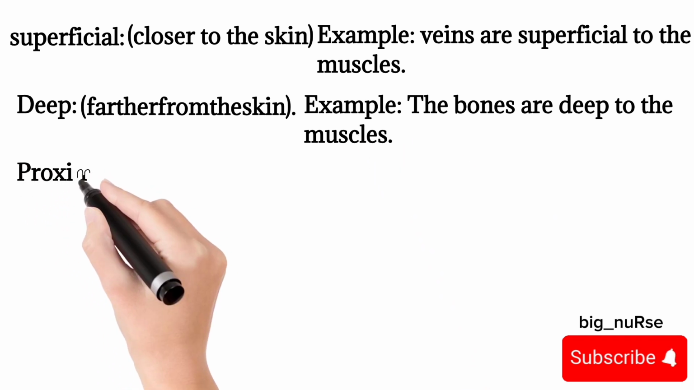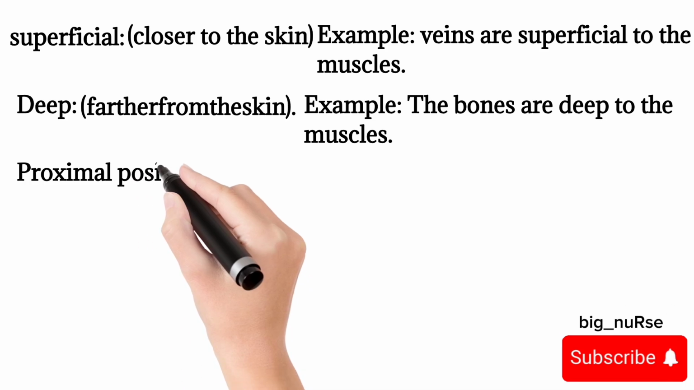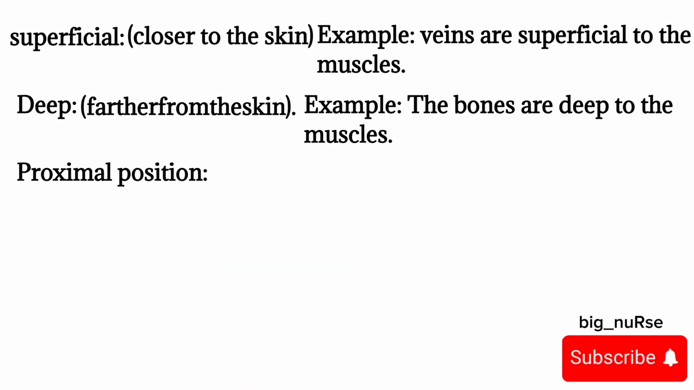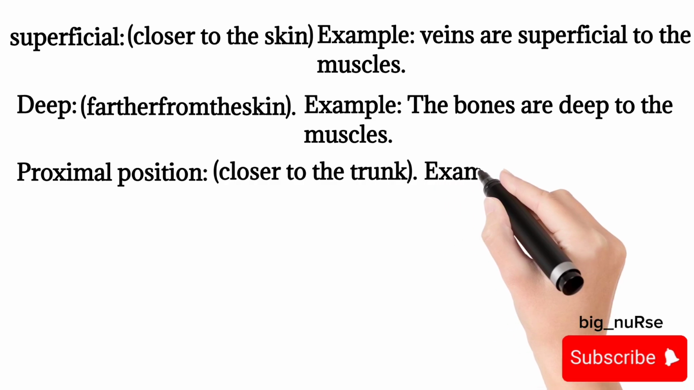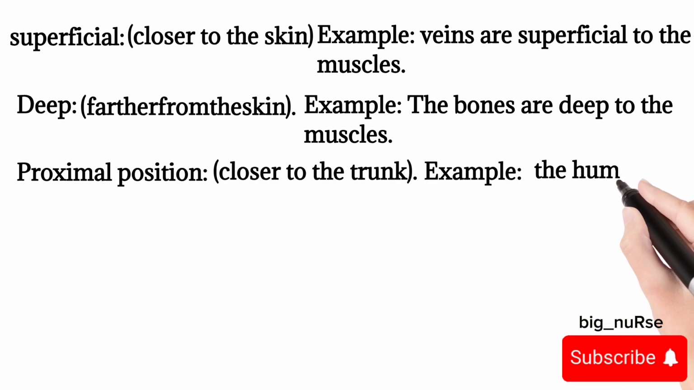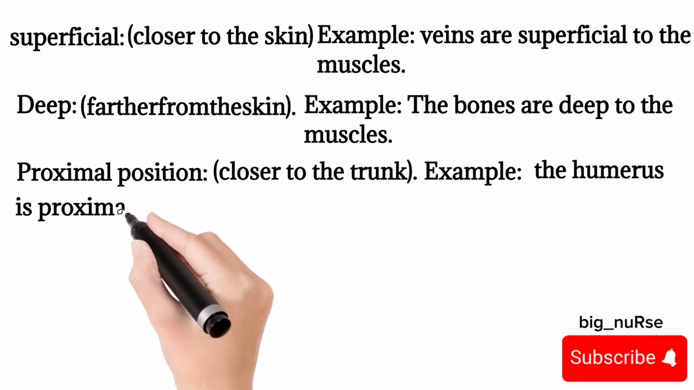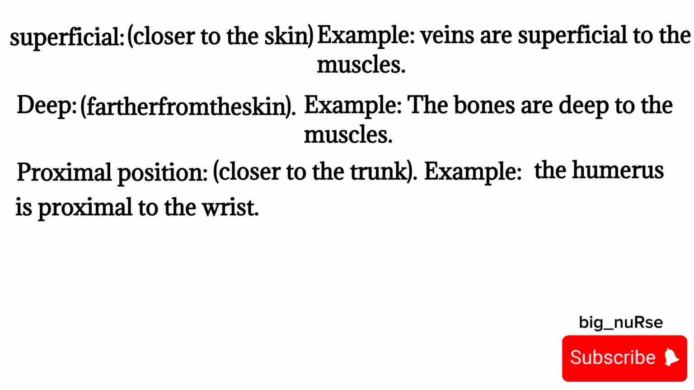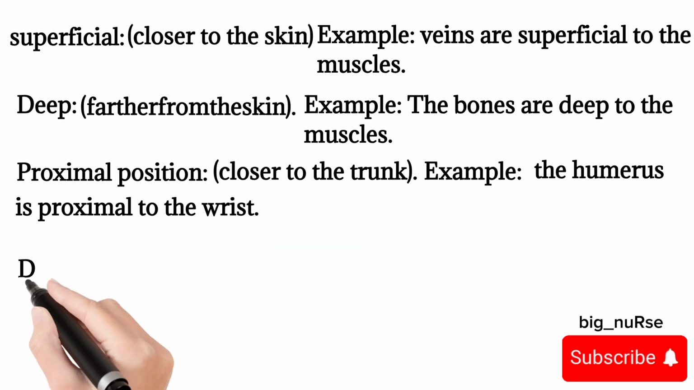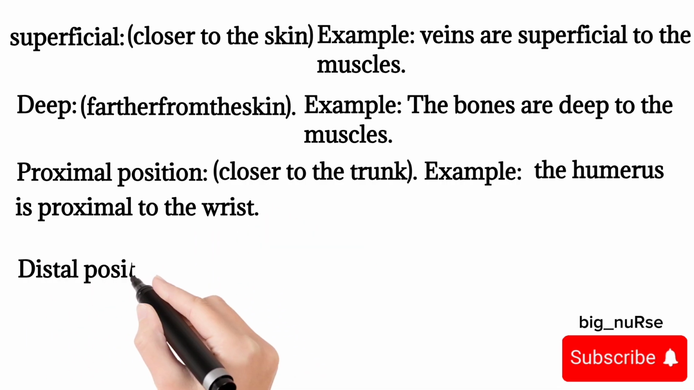Let's look at the next one, which is proximal position. When you say proximal position, it means it is closer to the trunk. An example is the humerus is proximal to the wrist. That means the humerus is closer to the trunk.